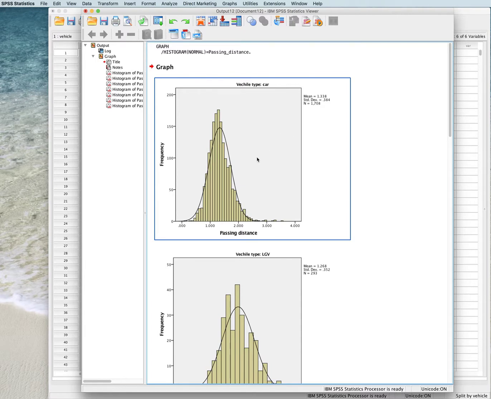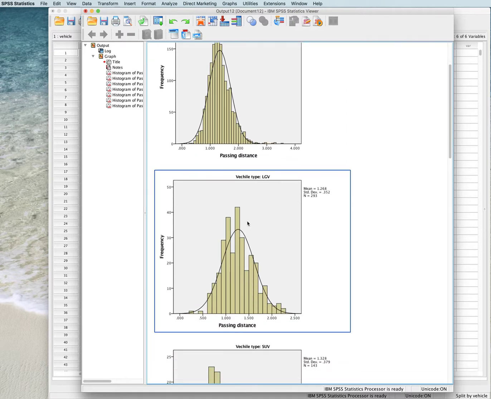If we look at the first one, cars. Now you can see that there's many more cars in this sample than there are other types of vehicle, and that's of course because they're the greatest number of vehicles on the road. There's 1,708 cars. Most of them are adhering to the normal distribution. There's some peaking above it because of the volume, but by and large that's quite a normal distribution.